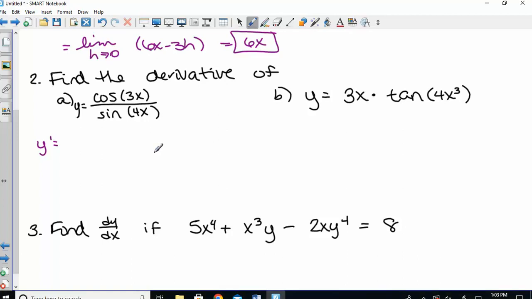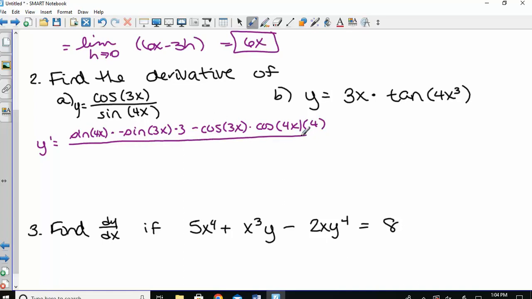What do we do? How do I find the derivative? Quotient rule. So low, sine of 4x, d high, derivative of cosine is negative sine, inside stays the same, times derivative of the inside, minus high, d below, derivative of sine is cosine, inside stays the same, times derivative of the inside, over low squared, so it becomes sine squared of 4x.